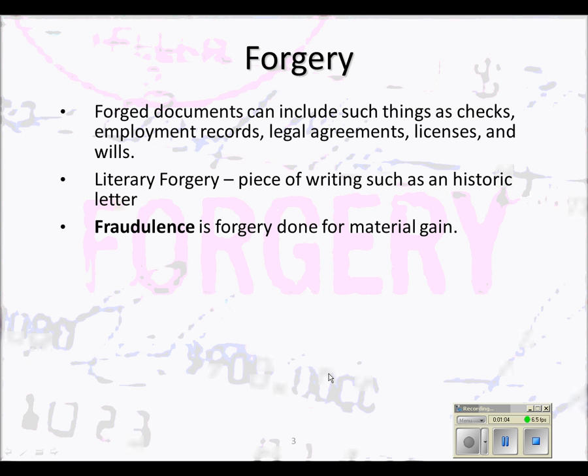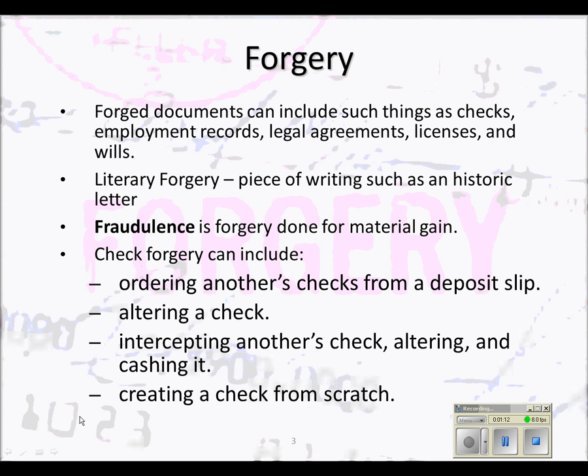And fraudulence is any forgery that's done for material gain. Now, material gain could mean monetary gain, but not necessarily. And check forgery includes different things like ordering somebody else's checks, altering a check, taking somebody else's check, altering it, and cashing it, or of course they could try and create it from scratch.